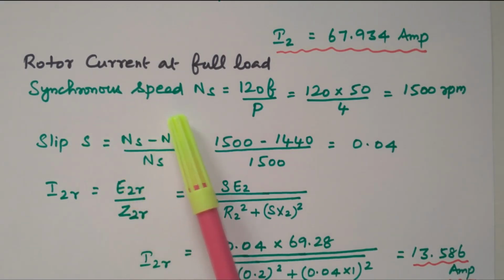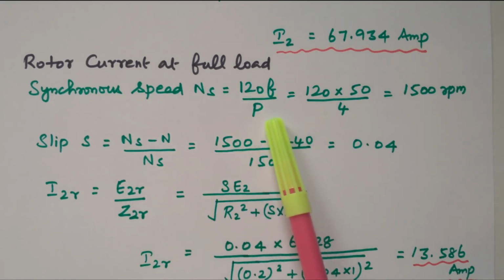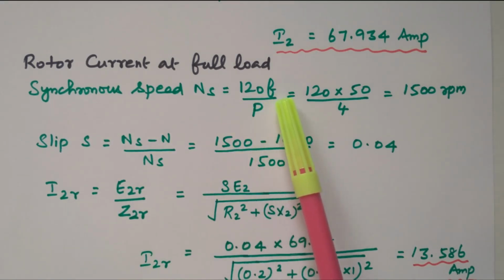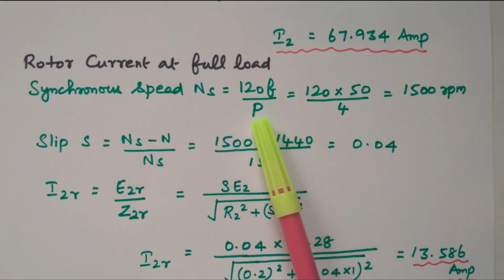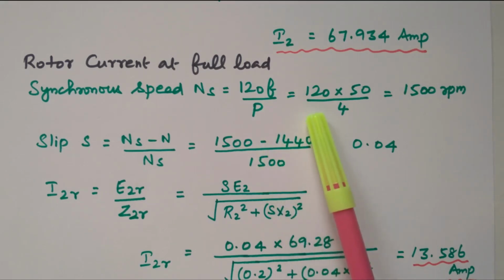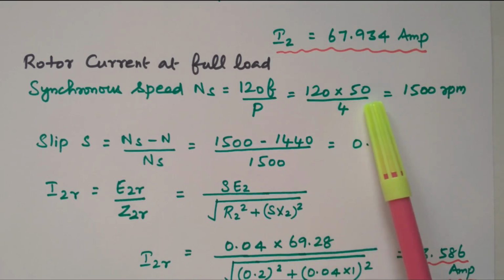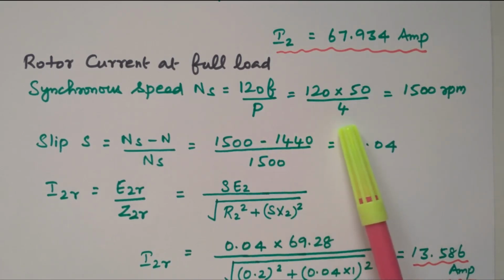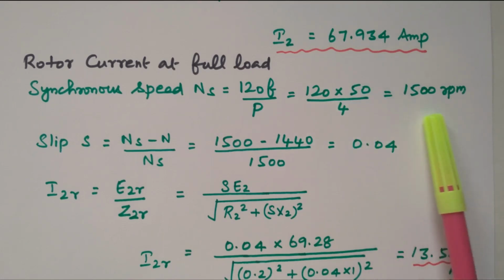Synchronous speed Ns equals 120 f by P, a very standard formula. 120 into frequency divided by number of poles. These two data are available. 120 into the frequency given, 50, number of poles is 4. So 120 into 50 divided by 4, what we got is 1500 rpm. So the synchronous speed of the induction motor is 1500 rpm.